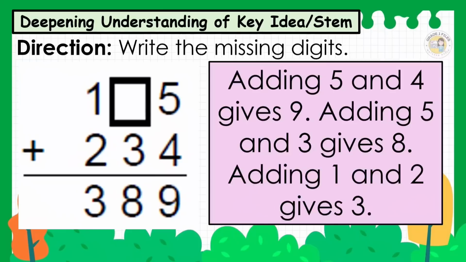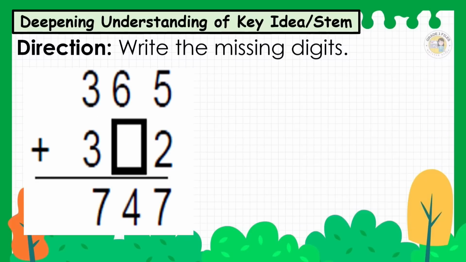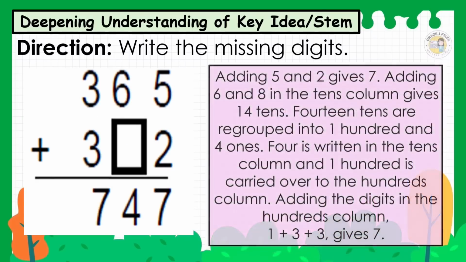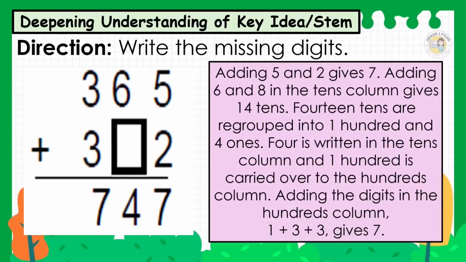Adding 5 and 4 gives 9. Adding 5 and 3 gives 8. Adding 1 and 2 gives 3. Adding 5 and 2 gives 7. Adding 6 and 8 in the tens column gives 14 tens. 14 tens are regrouped into 100 and 4 tens. 4 is written in the tens column and 100 is carried over to the hundreds column. Adding the digits in the hundreds column, 1 plus 3 plus 3 gives 7.